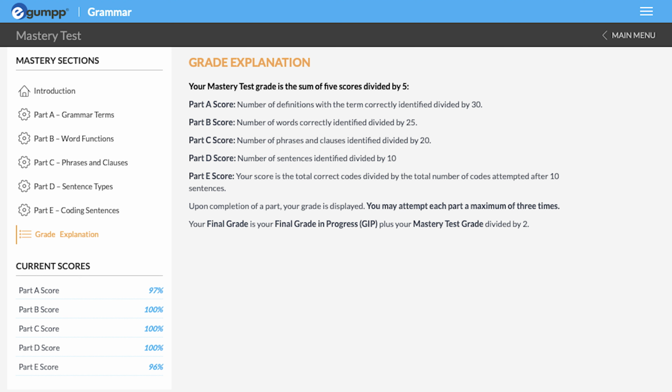Hopefully, you will follow these procedures and earn a final grade of 91% or higher. If so, you will be on your way to becoming grammar literate. How many grammar literates do you know? Good luck and happy EGUMPPing!